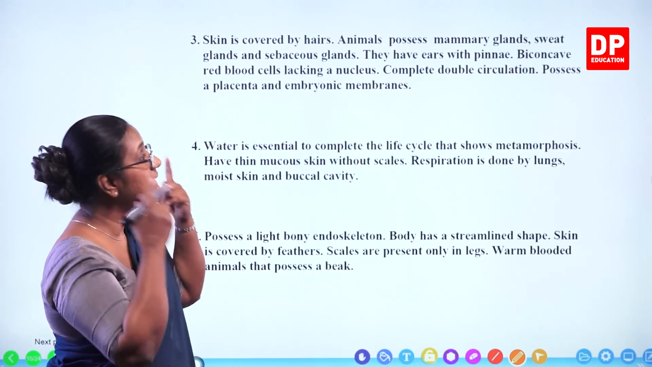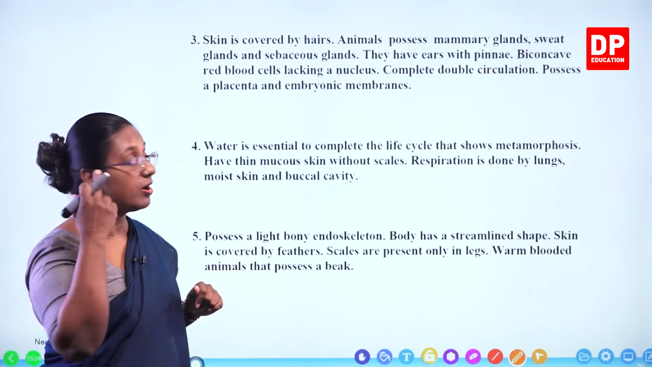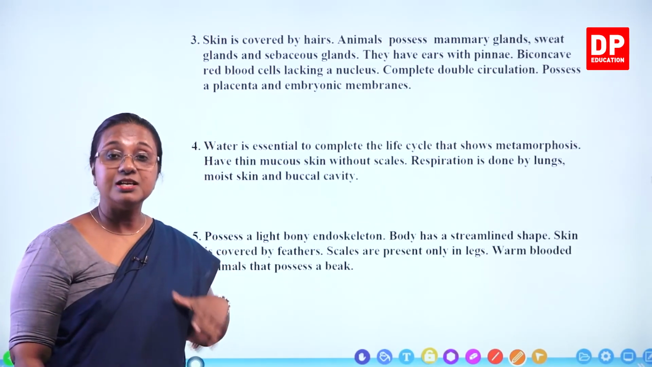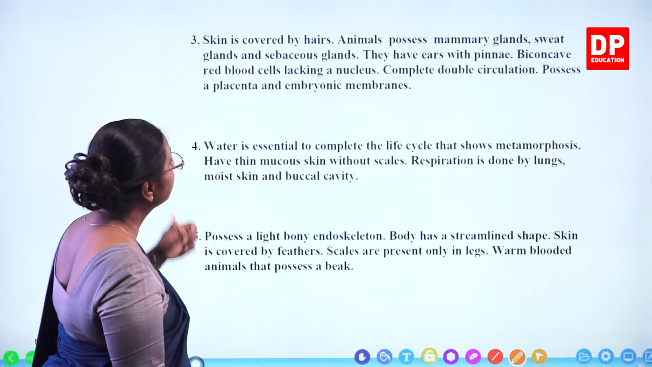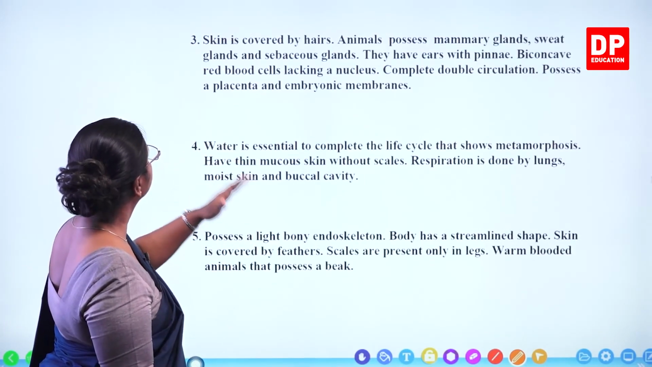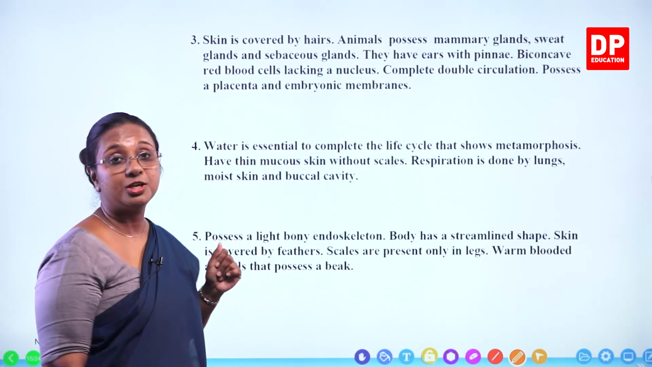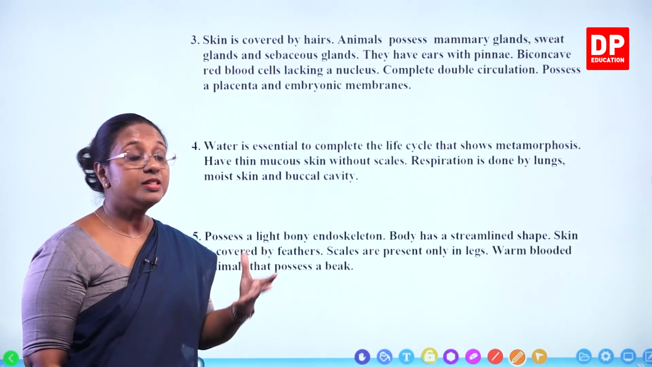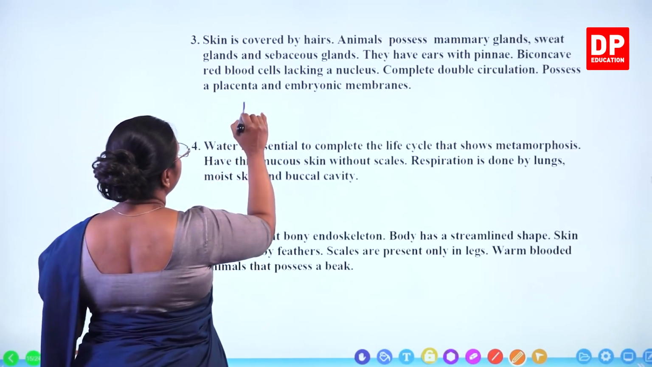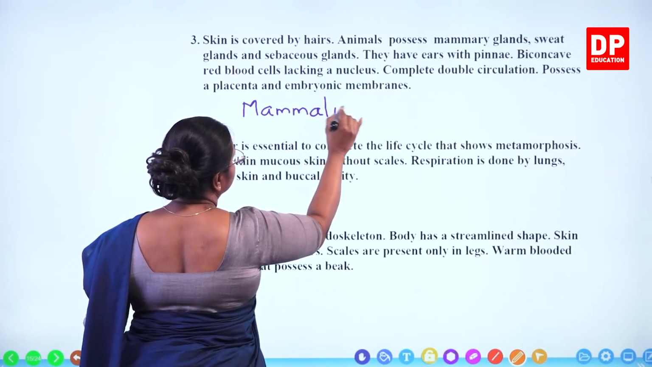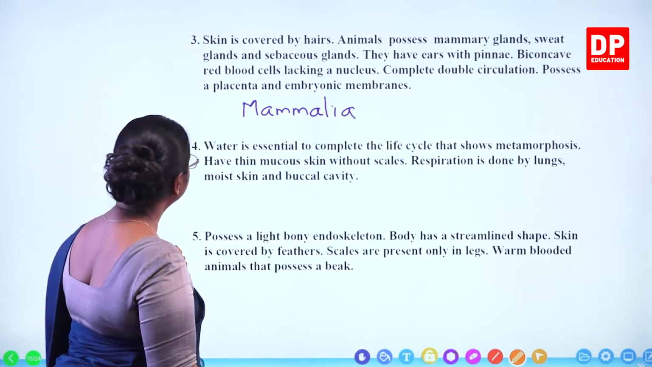They have ears with pinnae, external pinnae or external earlobe, biconcave red blood cells lacking a nucleus, a characteristic of mammals, complete double circulation, possess a placenta and embryonic membrane for the development of the fetus. So, all these are characteristic for mammalia. Mammalia.